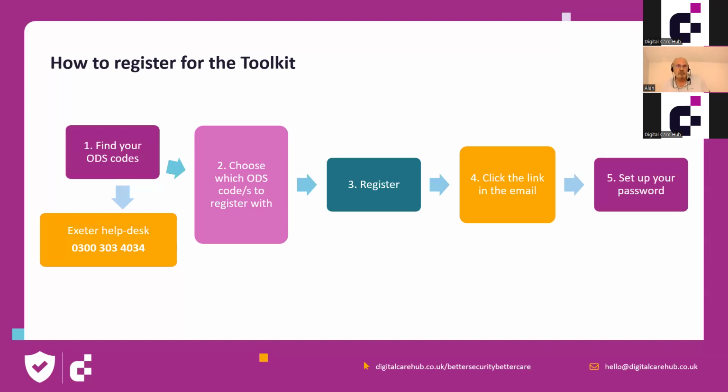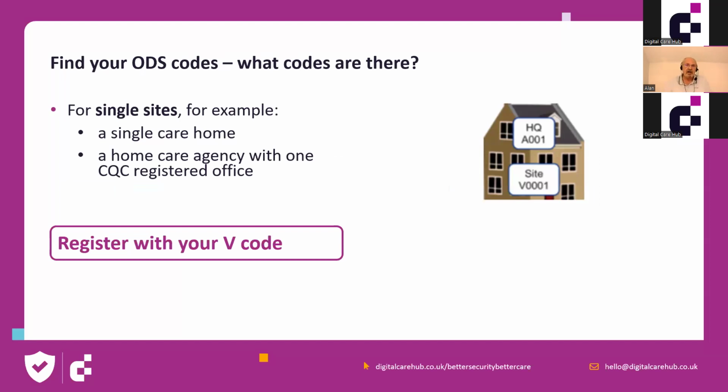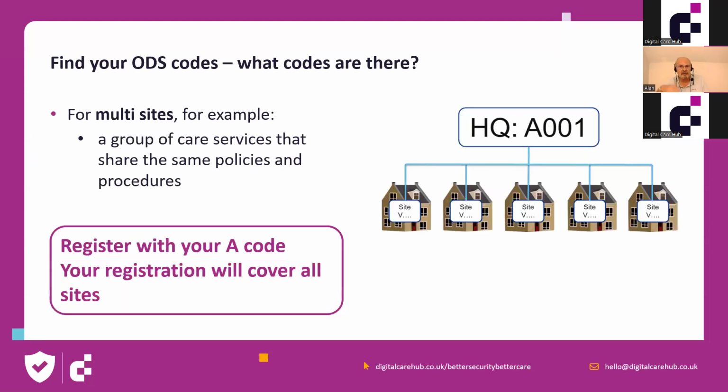So if we can then move forward to ODS codes, we'll just touch a bit more on that. So as I said, each service will be provided with two codes, an HQ code and a location code. If you are a single care home or a home care agency with one CQC registered office, then please register on the DSPT with your V code, not the HQ code. So it will be the actual location code, usually starting with a V, that will be required for the registration process. And you can ignore the HQ code if you are a single organization.